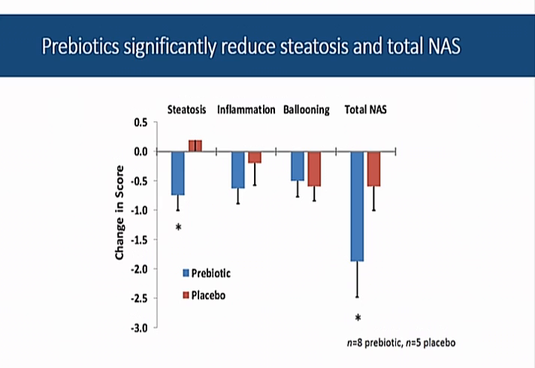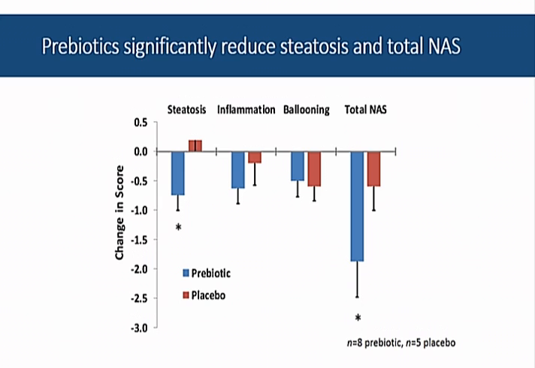When we look at the liver biopsy results, it's a composite score of steatosis, inflammation, ballooning, and the NAS score. So steatosis out of 3. Here we had a significant reduction in steatosis in the prebiotic group. So it went down close to 1, or about 0.75. Inflammation, there was somewhat of a trend towards reduced inflammation with the prebiotic.